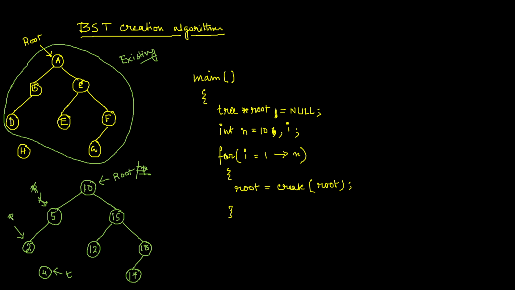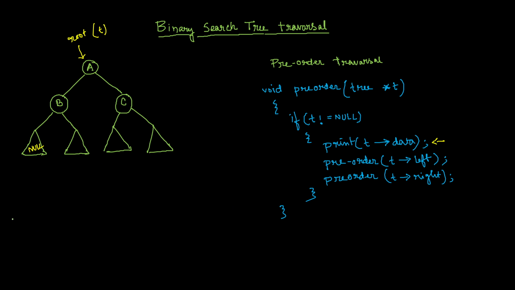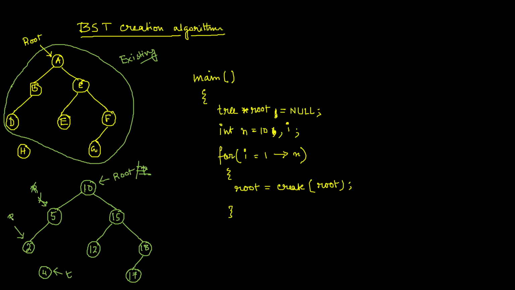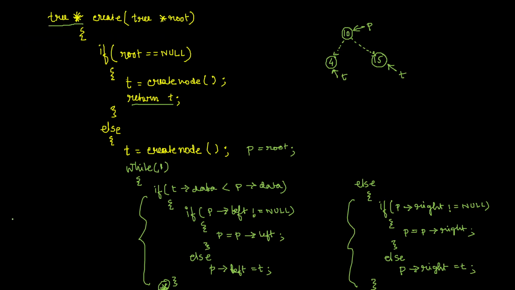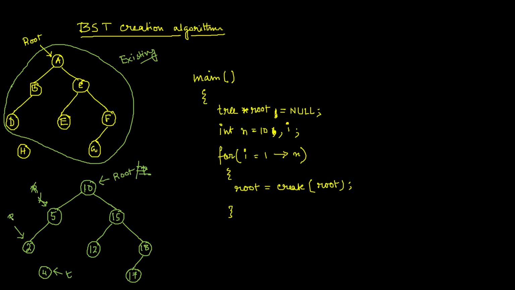And the same thing will occur again, and I will now find that t data is greater than p data. So I will come in the else part, and there we will see that the condition p right not equal to null is false, because p right, this current node where p is currently pointing, is not engaged with any other node on the right side at least.